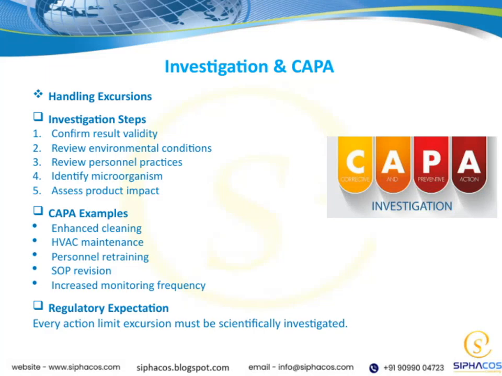When we face an excursion, a result outside our action limits, we follow a clear investigation process. First, we confirm the result is valid. Then, we review environmental conditions and personnel practices to spot any issues. Identifying the microorganism involved helps us understand the problem better. Finally, we assess how the product might be impacted.